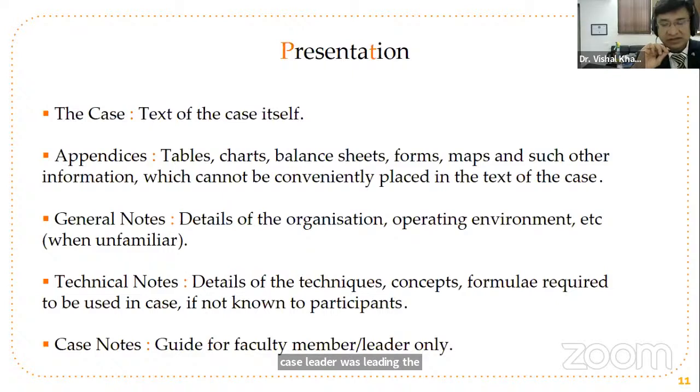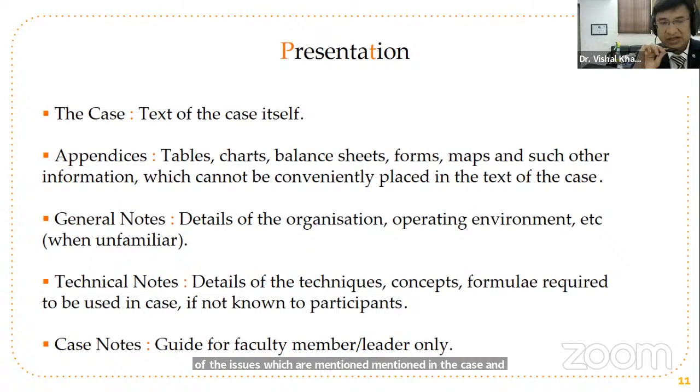So the technical notes introduce some concept or technique of analysis. For example, linear programming you want to teach in the classroom, ratio analysis, or maybe a different kind of technique, EOQ, economic order quantity, or certain branding concepts related to marketing, like brand equity. These technical notes help the case leader discuss this concept with the help of the issues mentioned in the case.